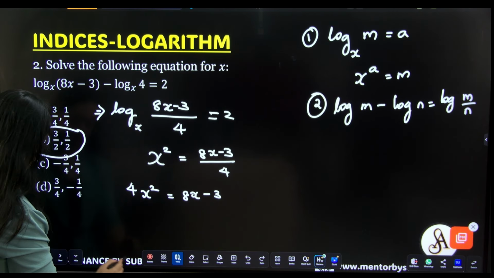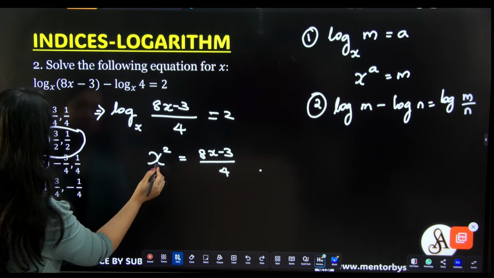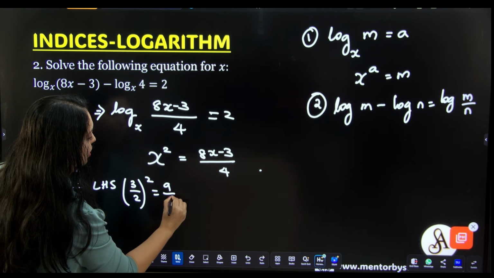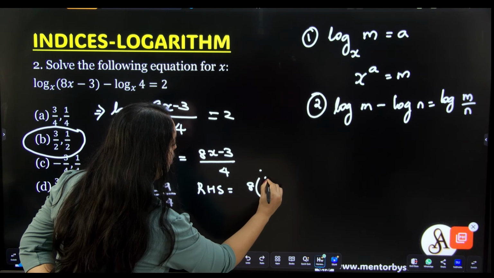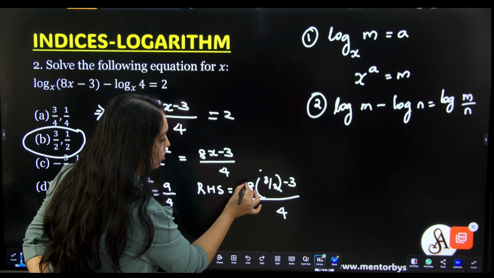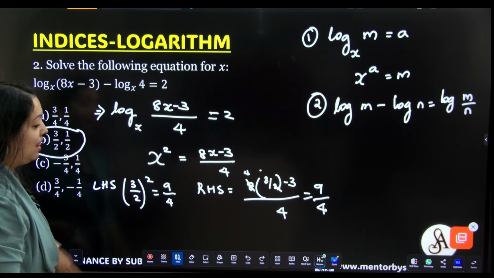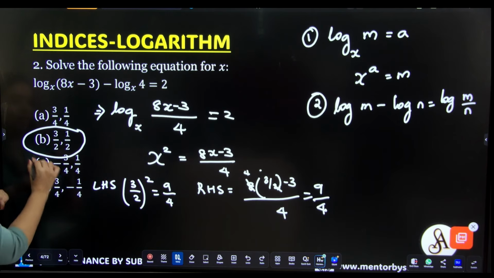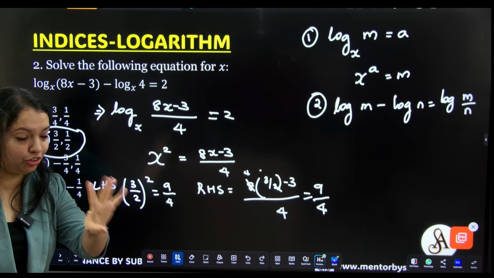So let's start with the left hand side. Left hand side, 3 by 2 whole square, gives the value 9 by 4. Right hand side is 8 into 3 by 2 minus 3, divided by 4. Cancel. 2 ones are 2, 2 fours are 4... 4 threes are 12, minus 3 is equal to 9 by 4. Left hand side and right hand side are the same only when I take 3 by 2. That's why option B will be correct. This is the option hitting method, Method number 1. You don't want to try this.